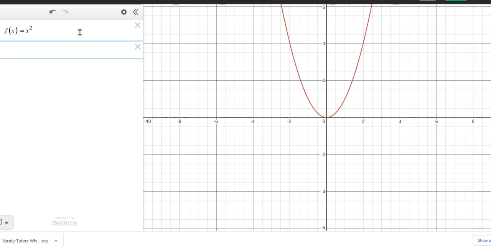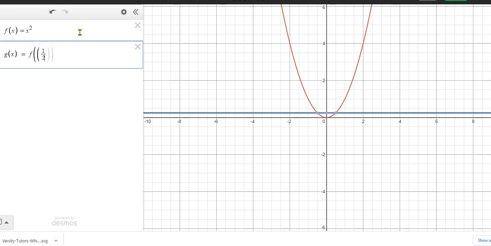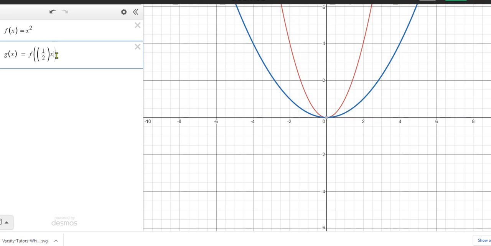By the way, this is the graphing calculator on Desmos. At the menu at the top, you look for graphing calculators, and then you find a graphing calculator. You can do this. So I'm going to have g of x, I'm sorry, equals f of (1/2)x. I'm going to put the 1/2 in parentheses here. I didn't mean to do it that way. I want to put it out here. There we go. Then that's going to be x.